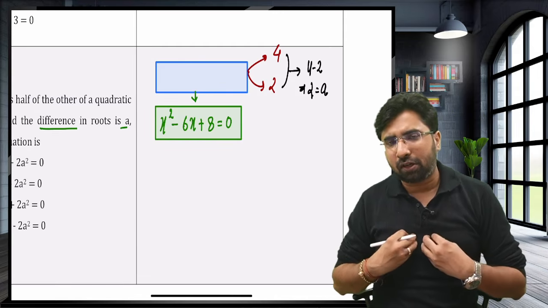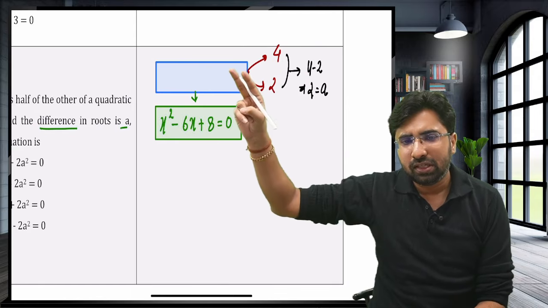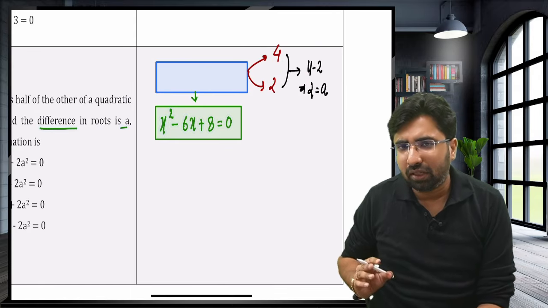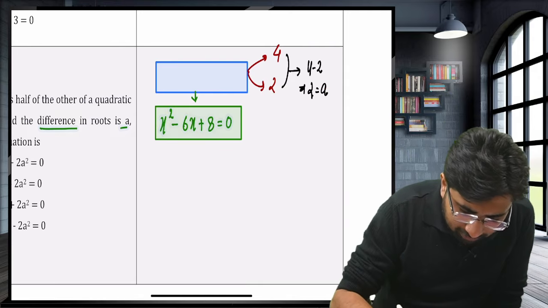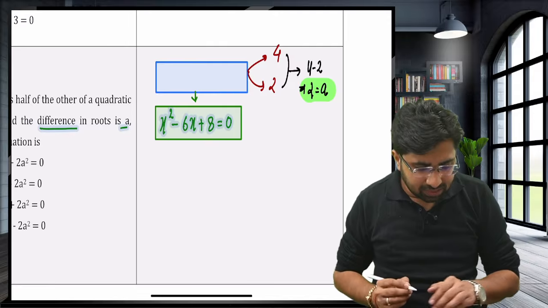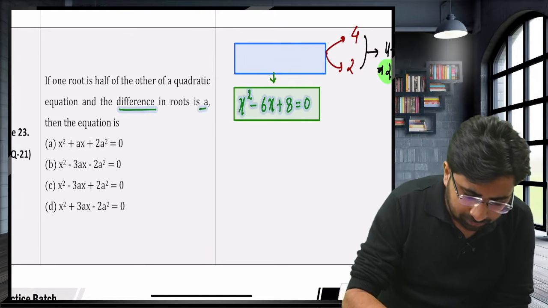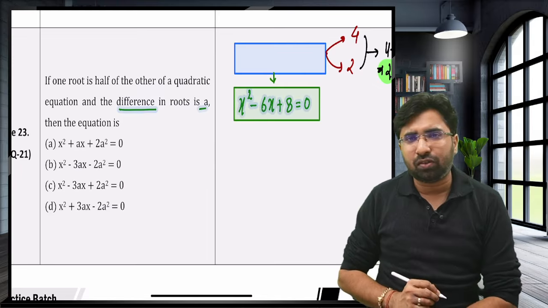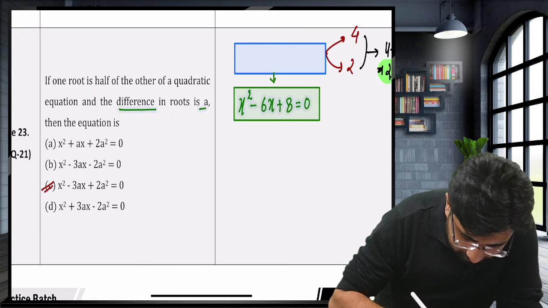According to our information, we have assumed the equation which fulfills the demand of the question. One root is half of the other, and they are saying a is the difference of the roots. So according to our information, a is 2. Let's convert the options. Let's put a equals to 2, and the option which gives me this equation, that option will be correct. Just to save the time, let's check for option C.